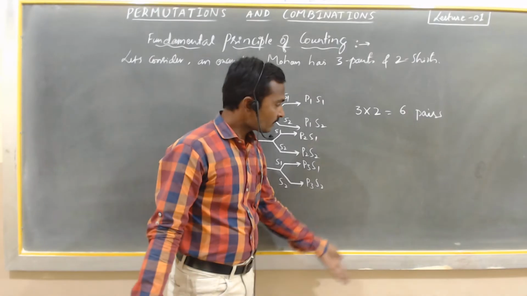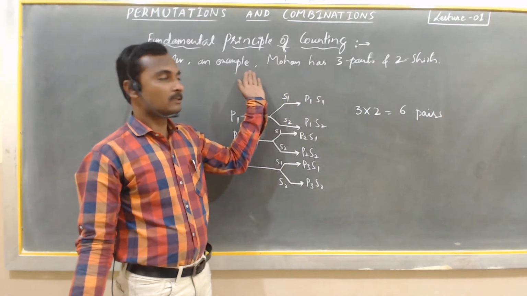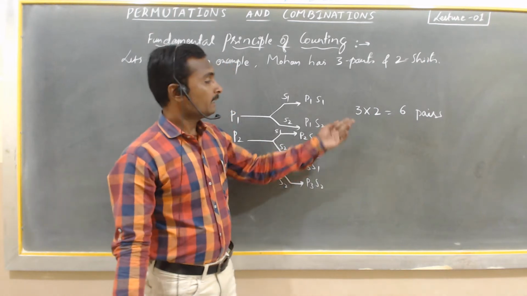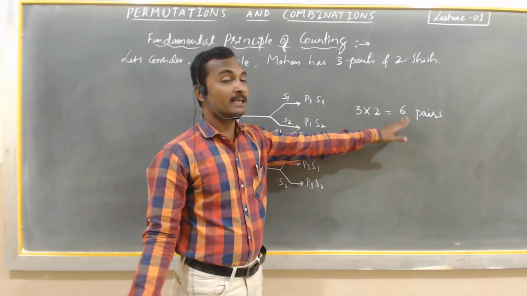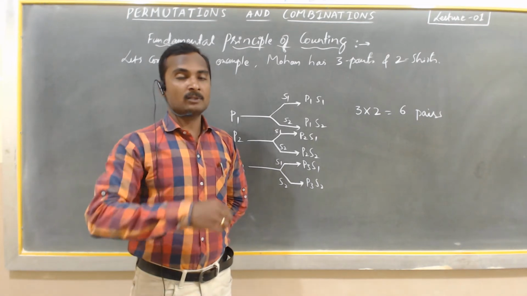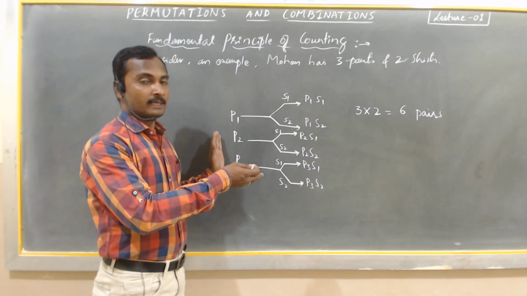Therefore, in this problem, if 3 is the number of pants that Mohan has and 2 is the number of shirts, then definitely he can make 3 into 2, 6 pairs of combinations for his dress up, right?